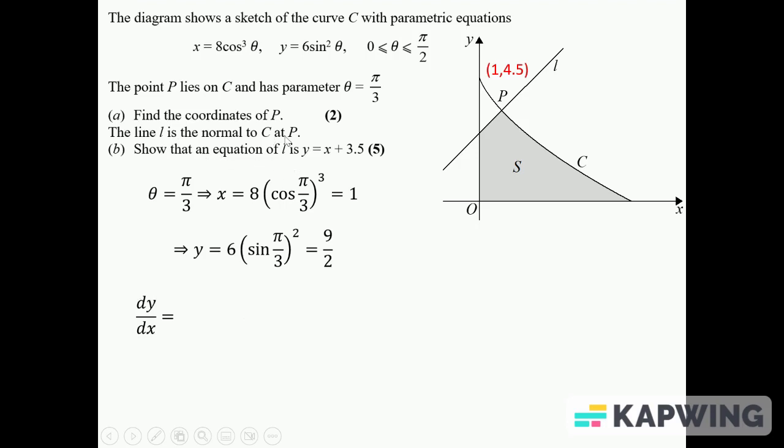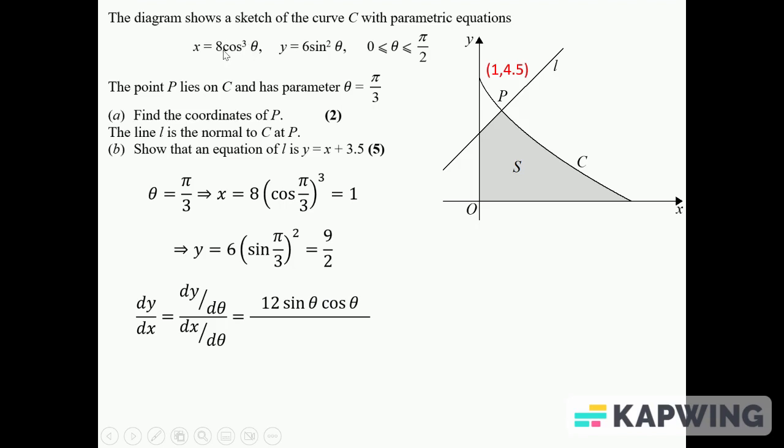Then part B, line L is the normal to C at P. So we need to find the gradient of the graph at P. So dy by dx, parametric though, so I need to do dy over d theta over dx over d theta, differentiating the y and the x in terms of theta. The y differentiated, well, the 2 is going to go in front. So I've sine theta to the power of 1 multiplied by sine theta differentiated, which is cos theta. So I'll have 12 sine theta cos theta.